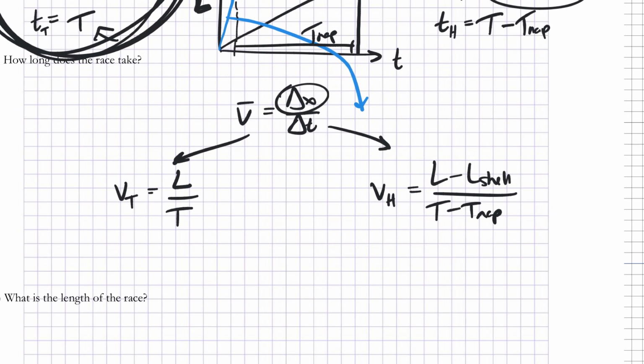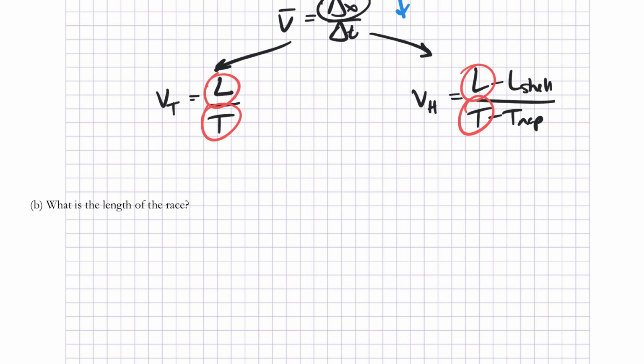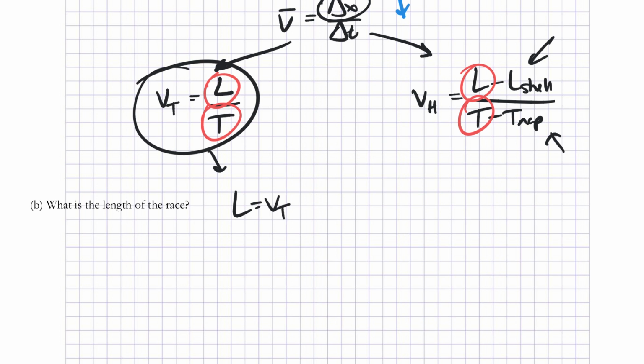Okay, so now we've got two equations. The beautiful thing about this is the only things we don't know in these equations are L and T. We know the length of the shell, we know the time of the nap. So this is just a system of equations. Solving this is work. I like to solve the easier equation and plug into the harder equation. I'm going to leave these as variables, L shell and T nap, because I don't want to write down those numbers again and again. So this one becomes L equals V tortoise times T. Okay, I'm going to plug that in over here.